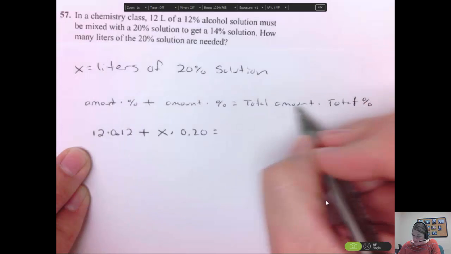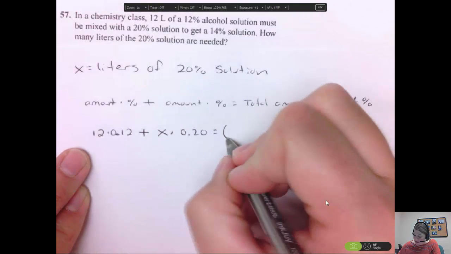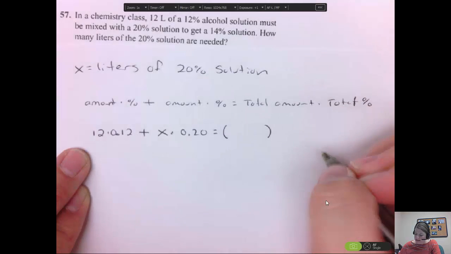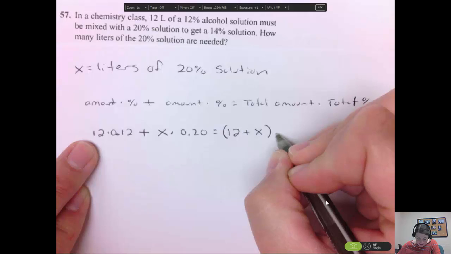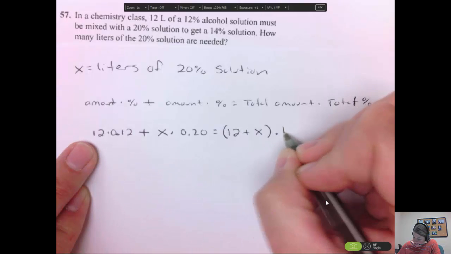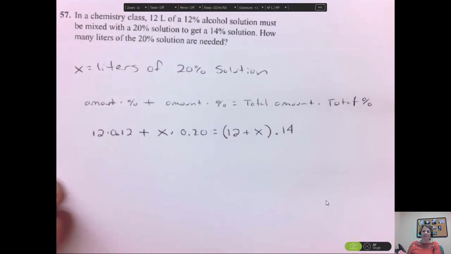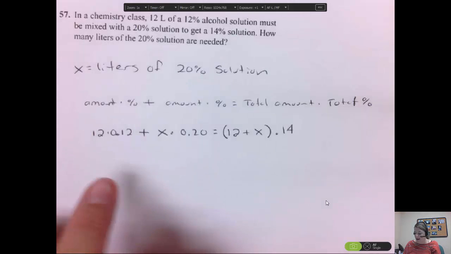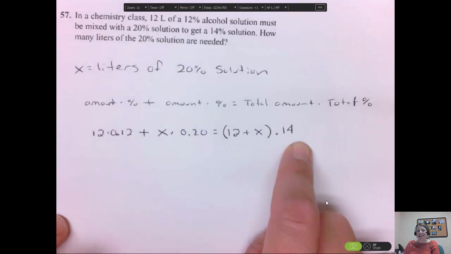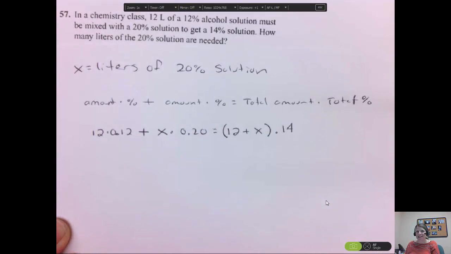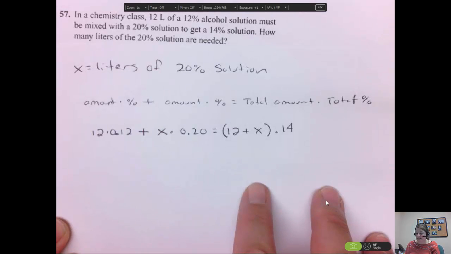And here's where the tricky part is, the total amount. I don't know the total amount. I know I have 12 liters of the first one and x of the second one, and I want to multiply that by the 14%. So you have to set it up with amount, percent, total amount, total percent. It doesn't matter what letter is missing, you still set it up in the same manner.